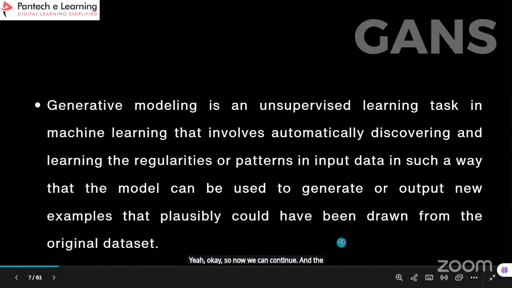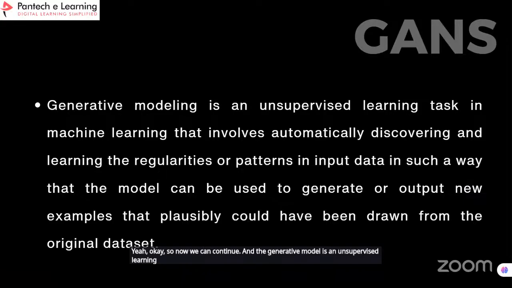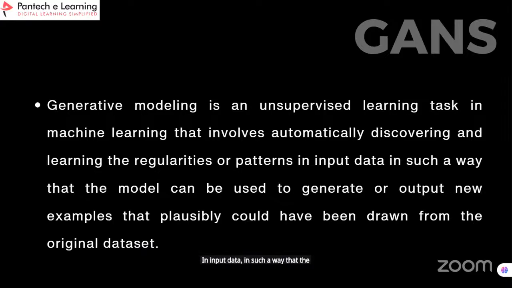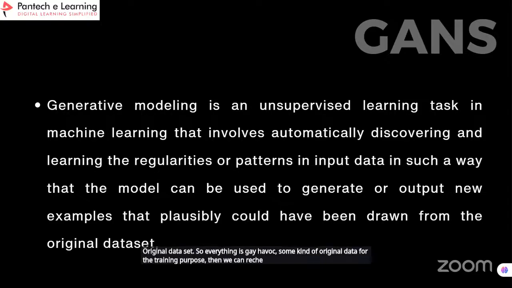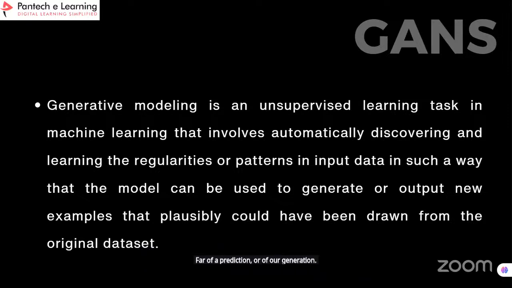The generative model is an unsupervised learning task in machine learning that involves automatically discovering and learning the regularities or patterns in input data in such a way that the model can be used to generate or output new examples that are plausible and could have been drawn from the original data set. So we have some kind of original data for training purposes. Then we can recheck that for testing purposes. We can give some kind of images for our prediction, generation or identification. The GAN model also works like that.